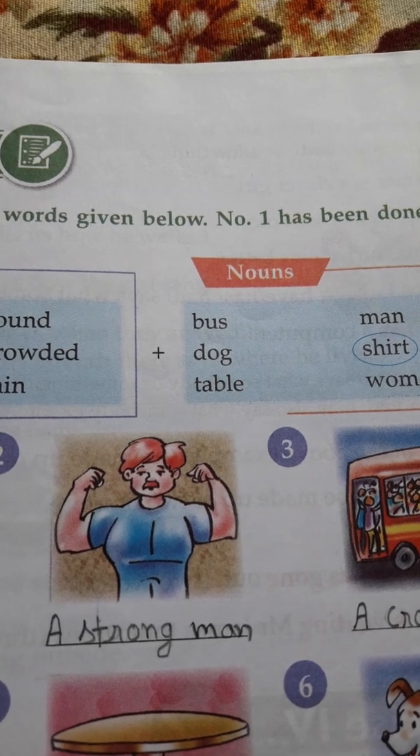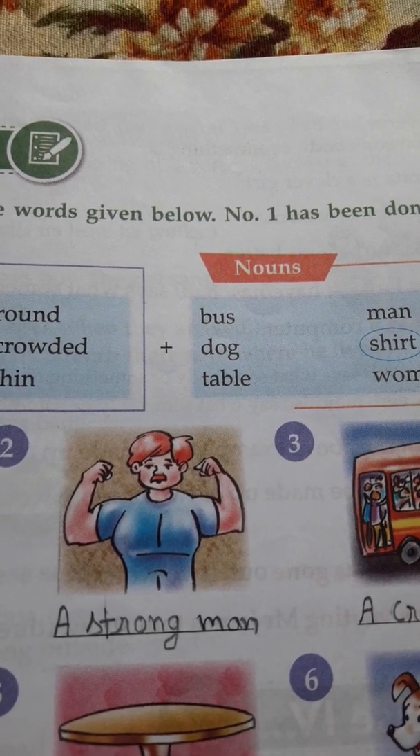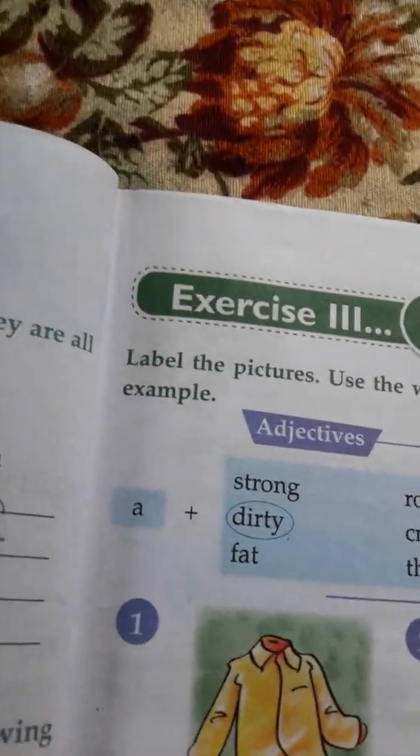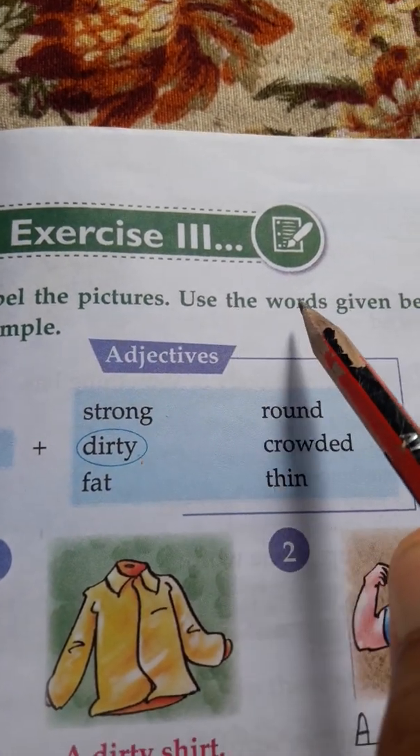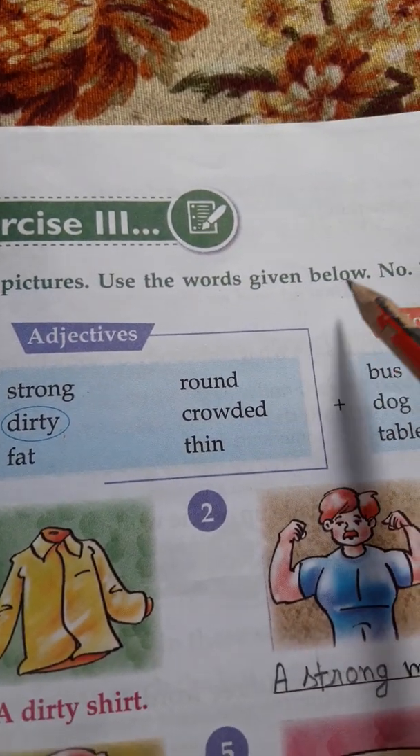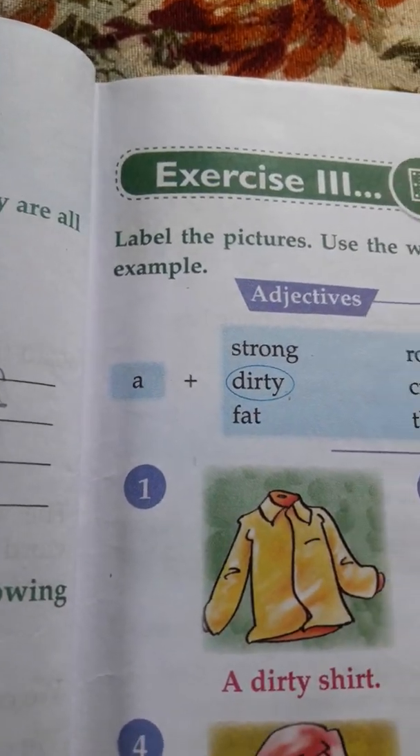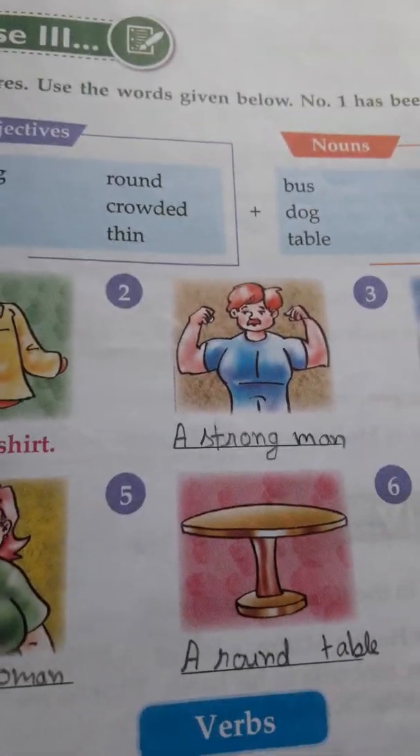So you must watch your question properly and then answer it accordingly. Label the pictures, use the words given below. Number 1 has been done as an example. After completion of this question, we will participate in verb.